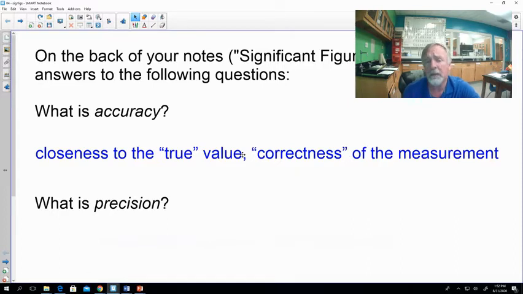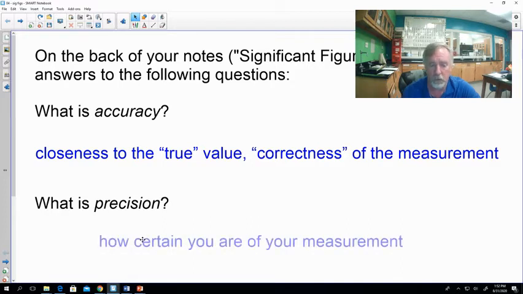Precision, on the other hand, is a little bit different than accuracy. Precision is more of how certain you are of your measurement. So I can say it this way, maybe the accurate number was 5.17. We can say with the precision of our instrument, maybe our instrument can only measure to tenths of a meter. So we're going to say, oh, we think it's 5.1 meters, but it could be plus or minus a tenth of a meter because that's the precision of our instrument.